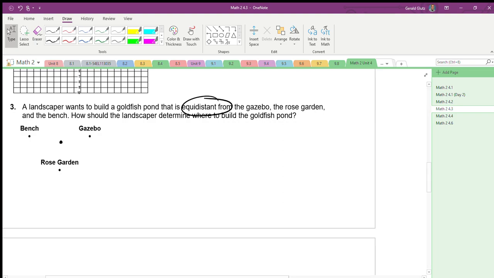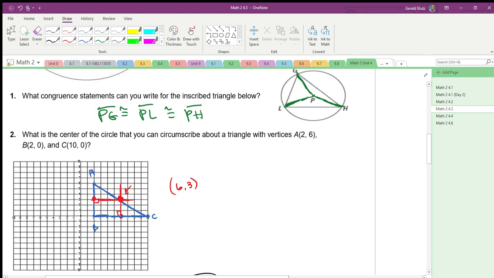If we want this to be equidistant from each point, notice that this forms a triangle here. So when we had a triangle, how do we find something that's equidistant from each point? That was the circumcenter. That's the only one we've really talked about so far. So, circumcenter.